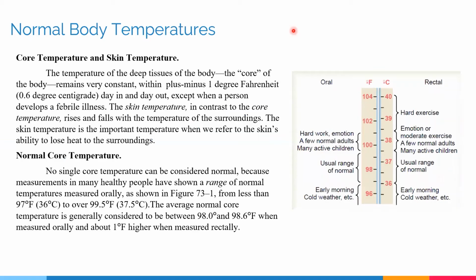To start off, we will first look at normal body temperatures. In this schematic, we have a representation of what exactly the normal temperature of a body should be, both measured orally and rectally. First we'll look into the concept of core temperature and skin temperature. The temperature of the deep tissues of the body, that is the core of the body, remains very constant within plus minus 1 degree Fahrenheit or 0.6 degrees centigrade day in and day out, except when a person develops a febrile condition. That is when a person develops fever.